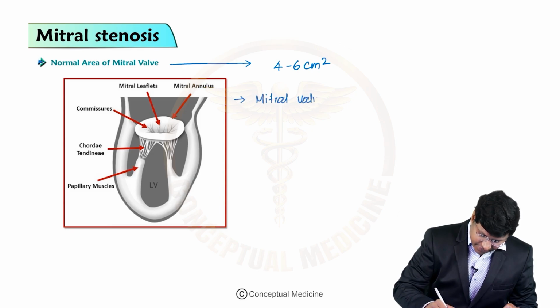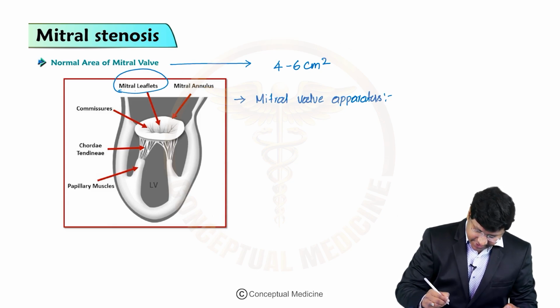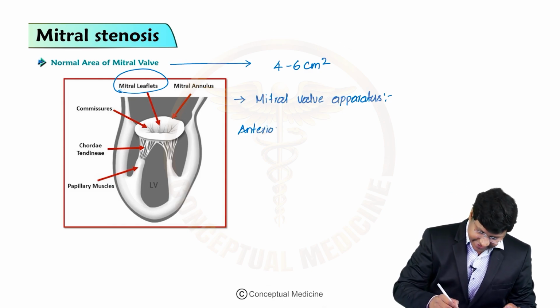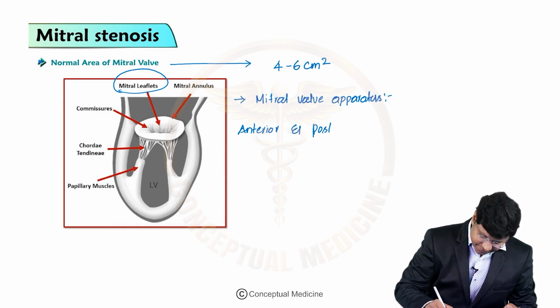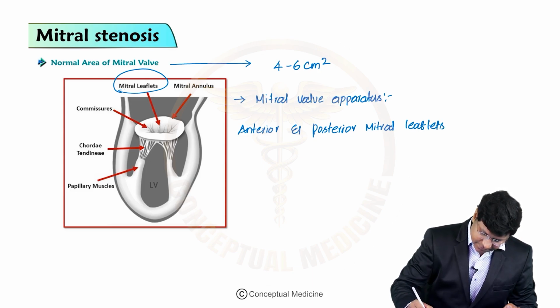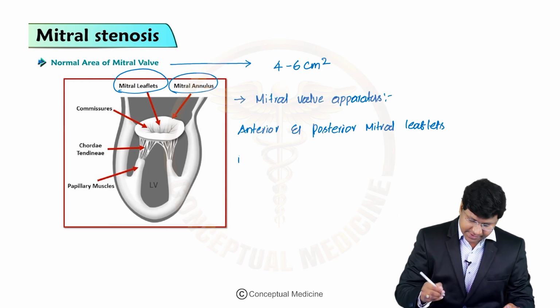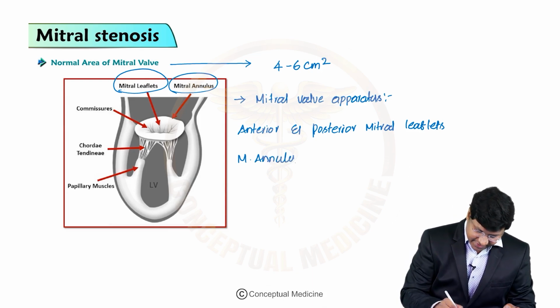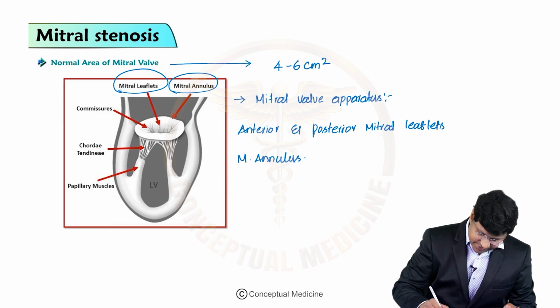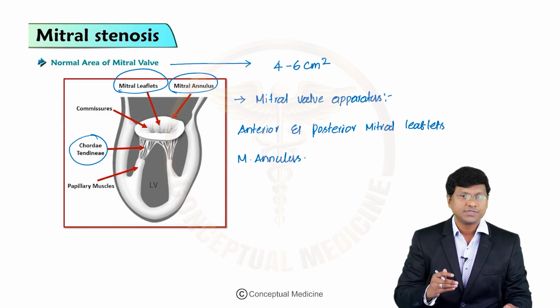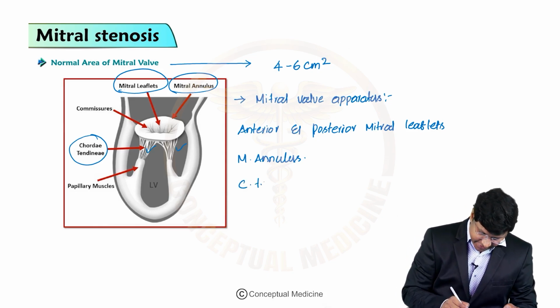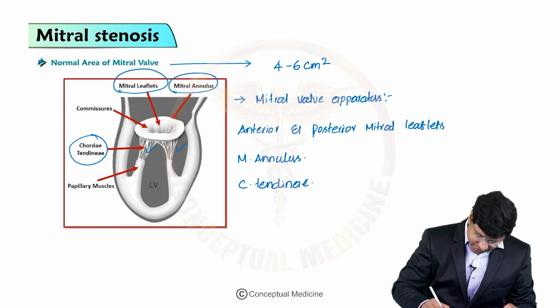If you take the components of the mitral valve apparatus, it contains the following components. Number one, the mitral leaflets; here we have anterior and posterior mitral leaflets. These mitral leaflets are placed within the mitral annulus. The second important component is the mitral annulus. The mitral leaflets as well as the mitral annulus are connected to the chordae tendineae.